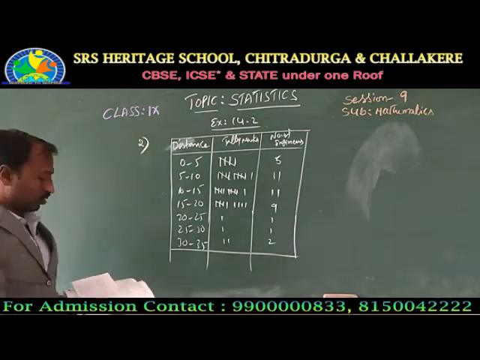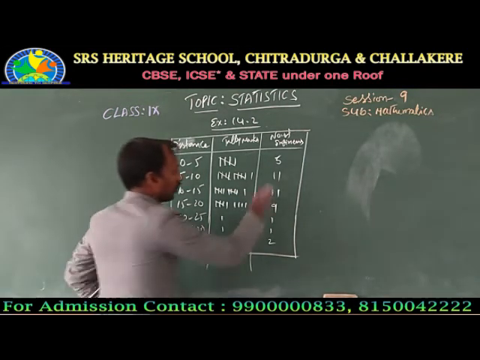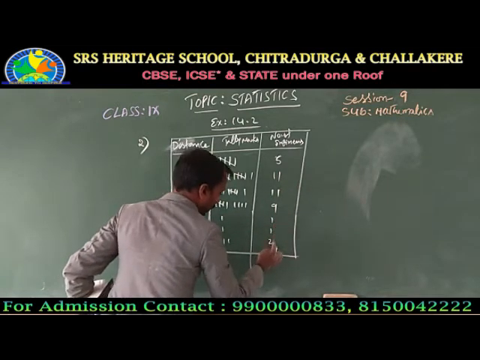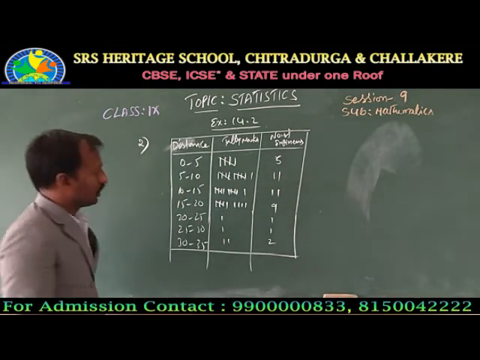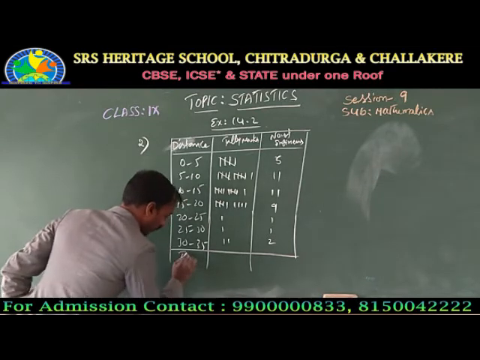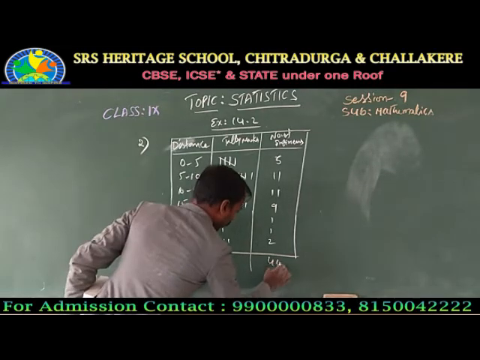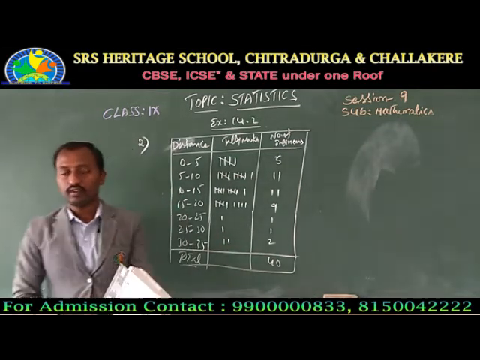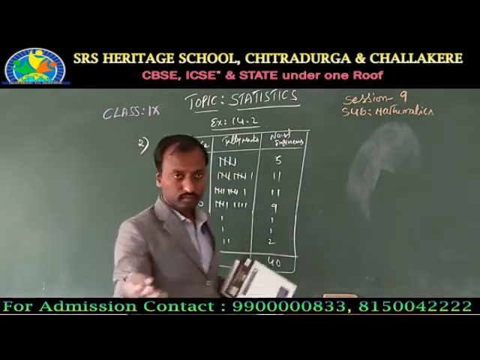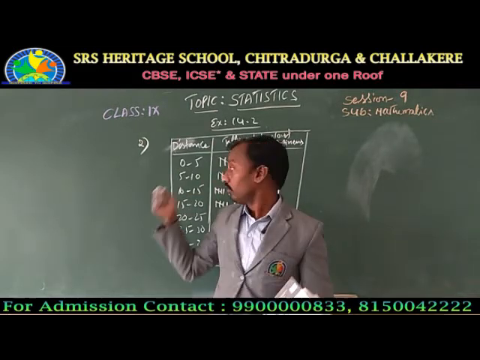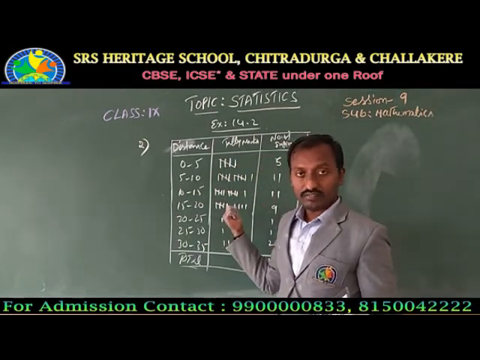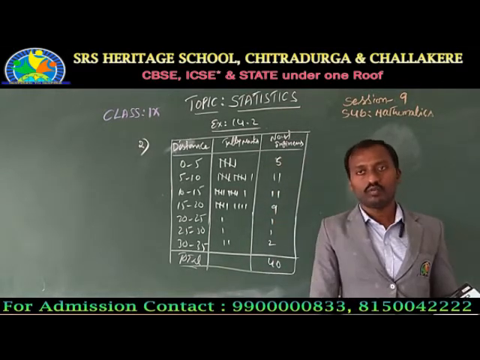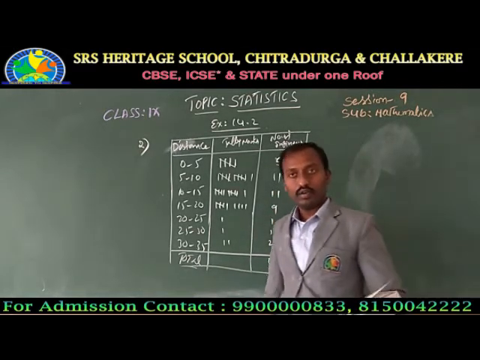Now if you count this, 5 plus 11 plus 11 plus 9 plus 1 plus 1 plus this one, that should get the total as 40. Now there are 40 engineers as per the question itself. Now what are they telling? What is the question itself? First you have to make it as a frequency distribution table. And what do you observe? What is our observation?